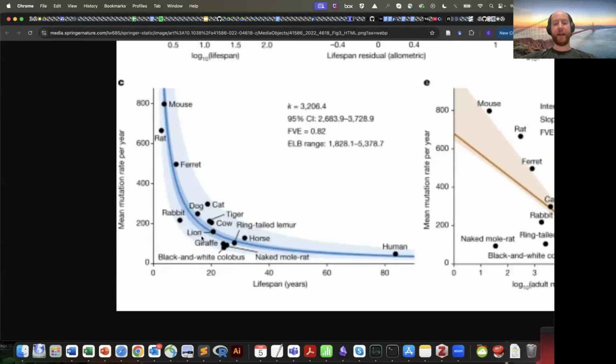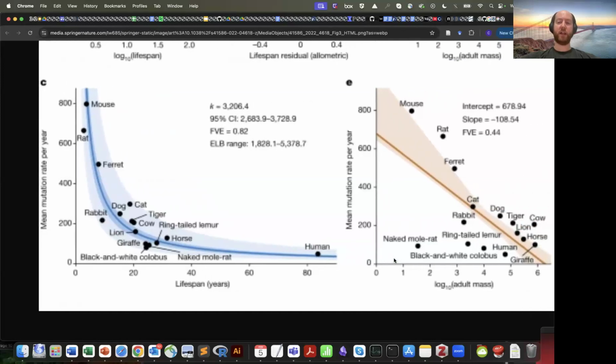In panel C, you can build a model where the lifespan of the species and its mutation rate form a curve. For example, you have the mouse and the rat and the ferret, which have a very short lifespan, as you know, and also have a very high mutation rate. And then you have other species which have a very low mutation rate, for example humans, and they have an extremely long lifespan. This is a very early report on this. It only came out a couple of years ago. It is thought that there is a relationship between mutation rates and species longevity.